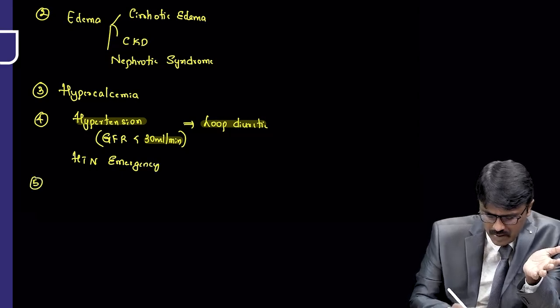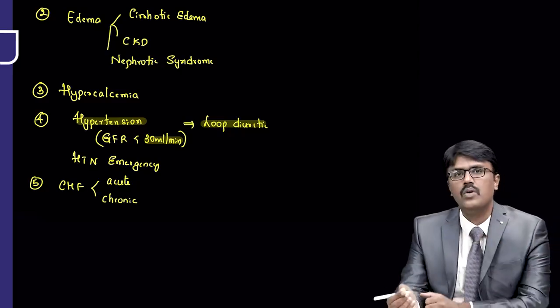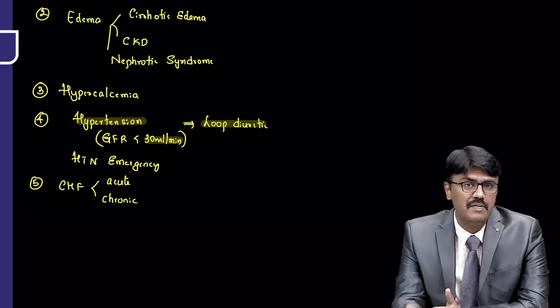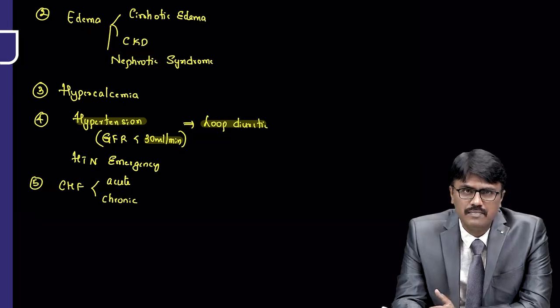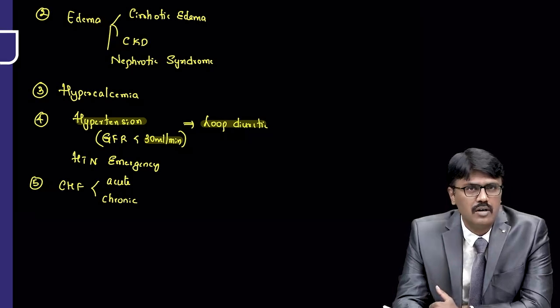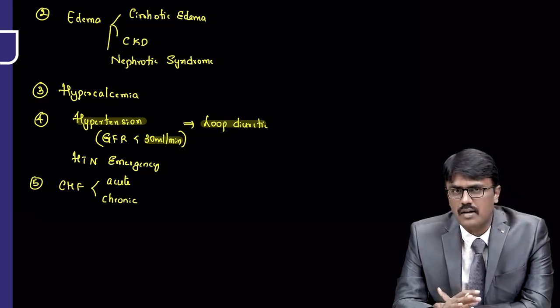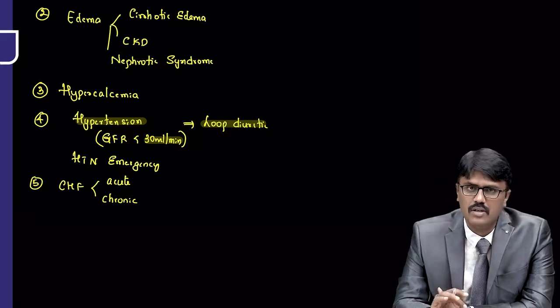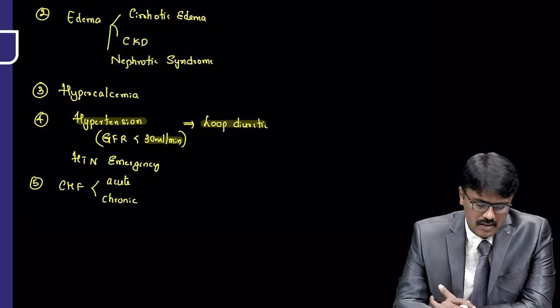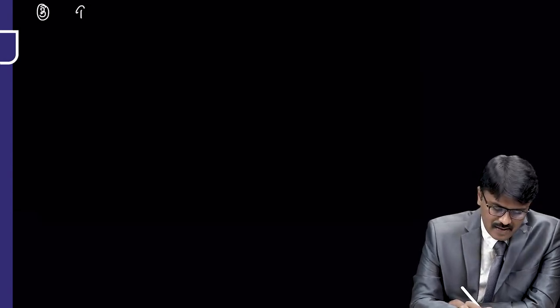And number 5, it is used in the management of CHF, both acute as well as chronic CHF. So these are the uses of loop diuretics. And remember, they are high efficacy diuretics. They cause increased urination, so they are not preferred for chronic therapy. If you use them for a very long period, there is a chance they develop resistance. So they are only given for a shorter period. Now we understood the adverse effects, the mechanism of action, and uses, all these things about loop diuretics. The next thing we are going to discuss, the third target, is thiazide diuretics.